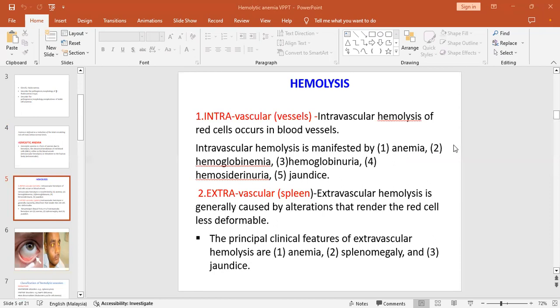In intravascular hemolysis, the patient usually presents with anemia, hemoglobinemia, hemoglobinuria, hemosiderinuria, and jaundice. Whereas in extravascular hemolysis, the presenting features are anemia, splenomegaly, and jaundice.